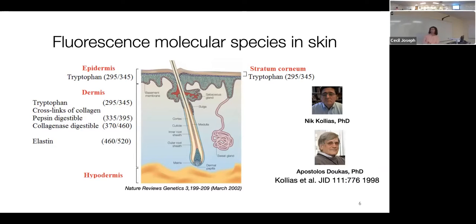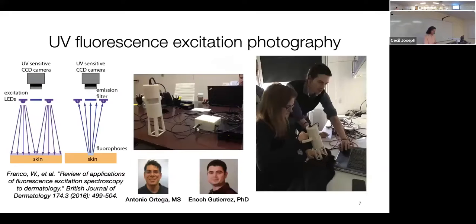And in this case, we're going to focus on the top, on the epidermis, and just look at the tryptophan fluorescence at 295 nanometers. So we just built a very simple system. This is what is called one photon fluorescence. So you can see we have a UV sensitive CCD camera, illuminating with LEDs at a specific wavelength. And we just have a filter in front of the camera, just collecting the photons from the fluorescence.